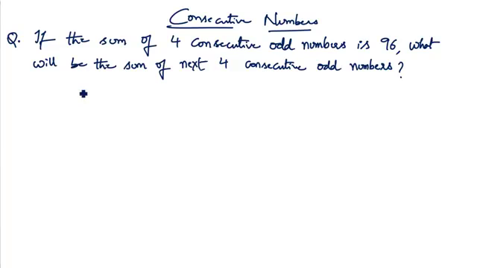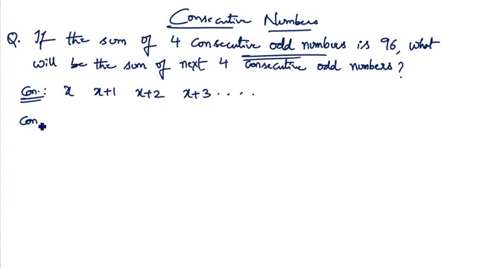See, consecutive numbers can be taken as x, x plus 1, x plus 2, x plus 3, and so on, right? If these are consecutive numbers. But we are talking about consecutive odd numbers. How do you represent consecutive odd numbers? The consecutive odd numbers or consecutive even numbers can be taken as x, x plus 2, x plus 4, x plus 6 and so on.